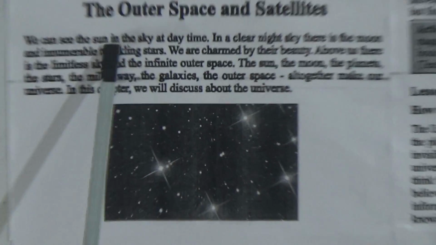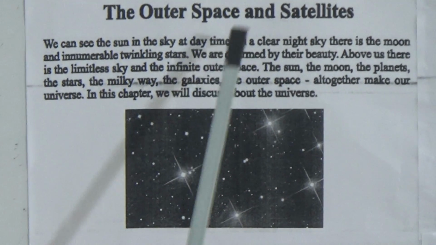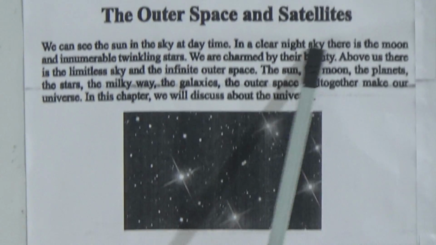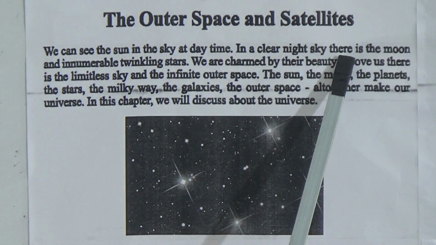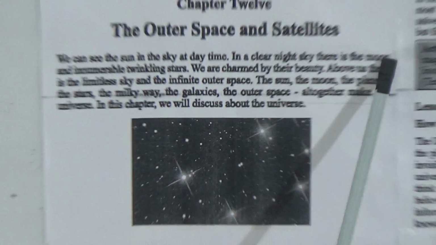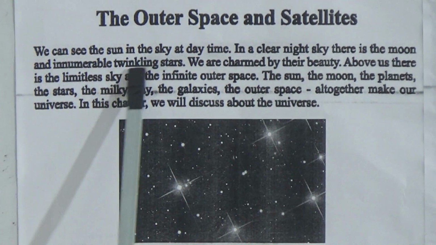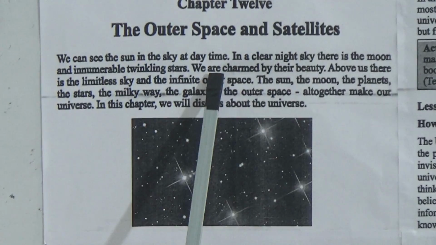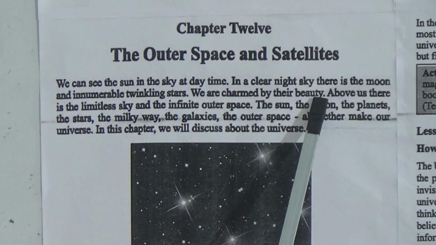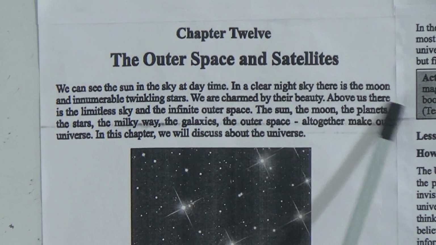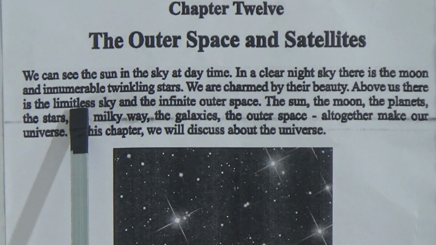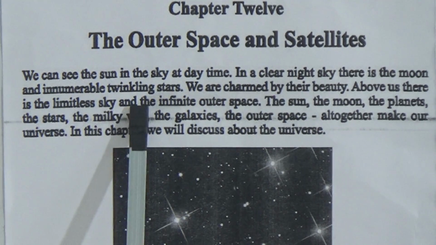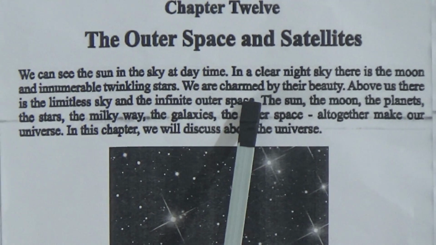We can see the sun in the sky at daytime. In a clear night sky, there is the moon and the innumerable twinkling stars. We are charmed by their beauty. Above us, there is the limitless sky and infinite outer space.